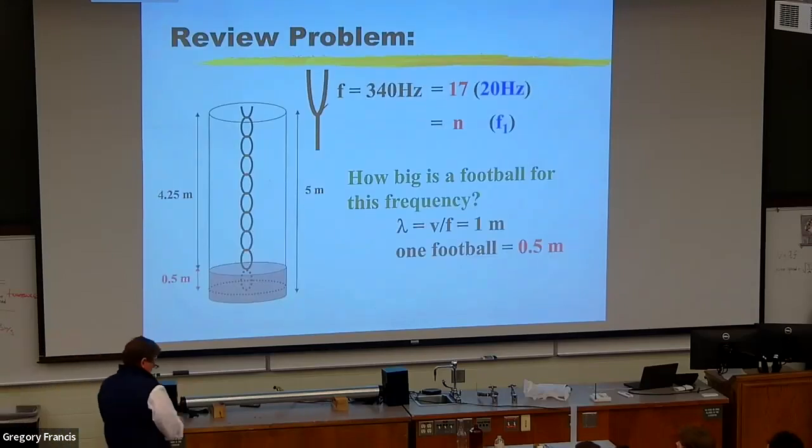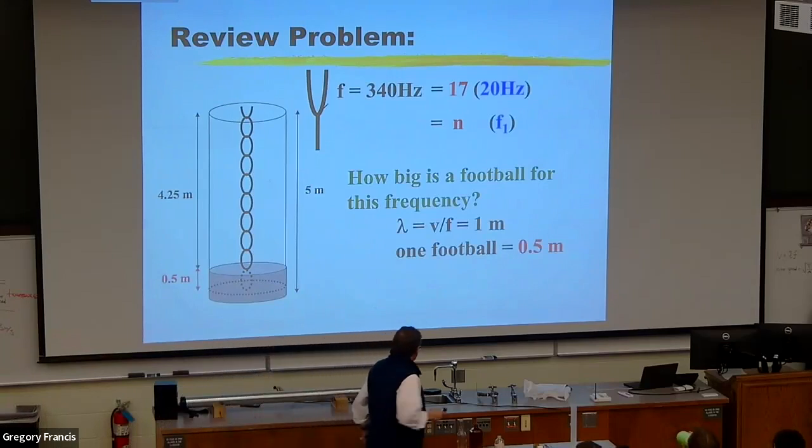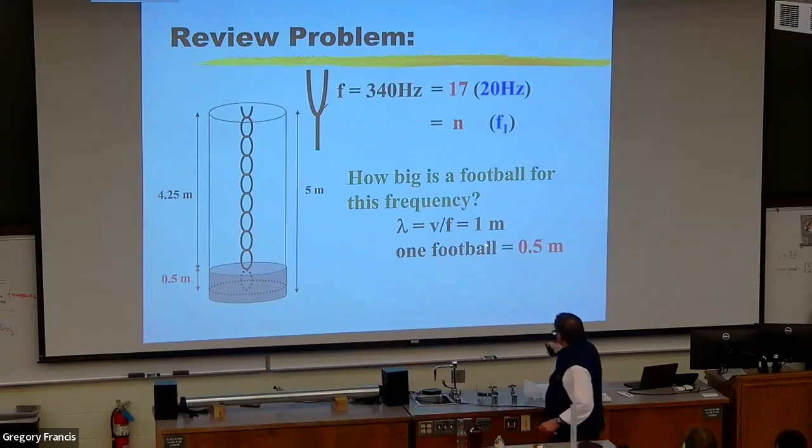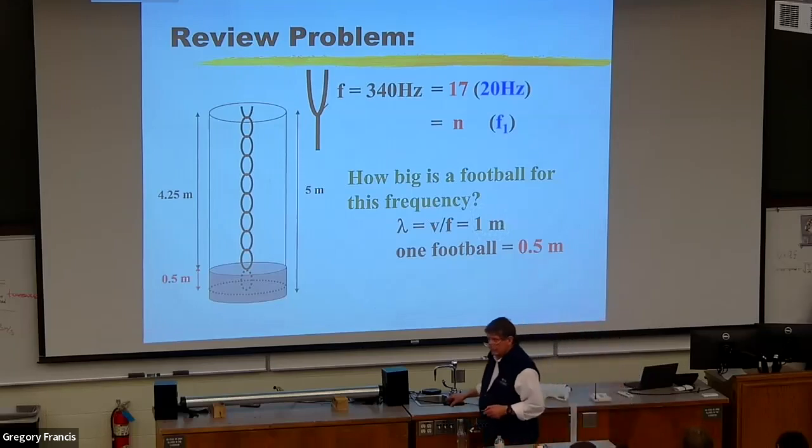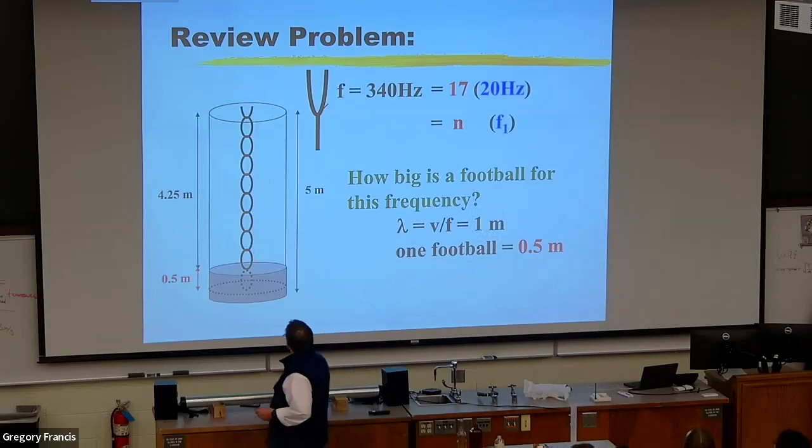You get the point. Right here, because that was 340 and that was 340, the wavelength was 1. It takes 2 footballs to make a wavelength. So a football was half a wave. Okay.